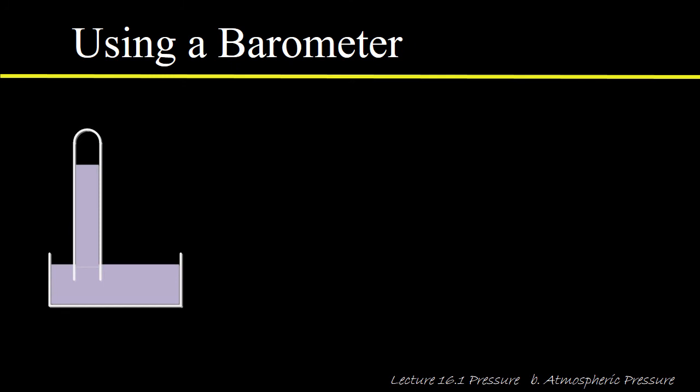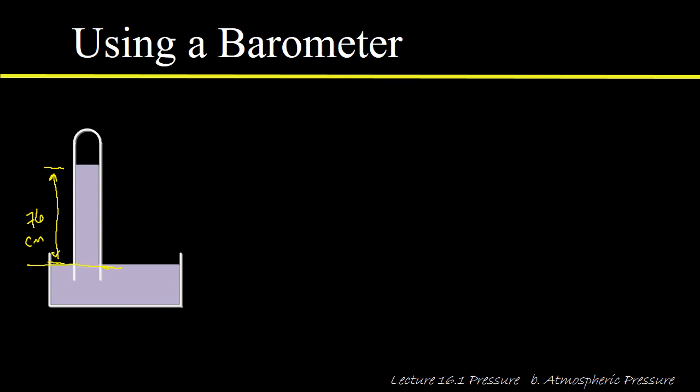All right, so let's see how we can use this barometer to determine atmospheric pressure. Remember that there's a column of mercury here, and this column of mercury has a height of 76 centimeters. Now what we're going to do is use that idea from the hydrostatic paradox to draw a horizontal line through here. And we're going to put that horizontal line right at this surface.